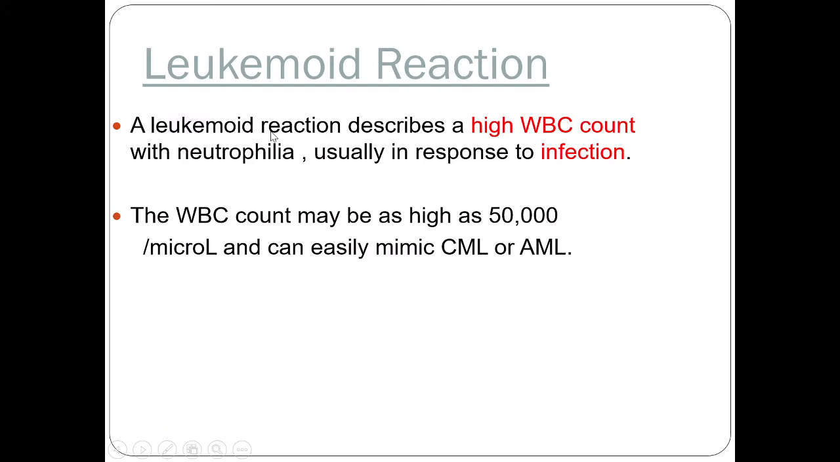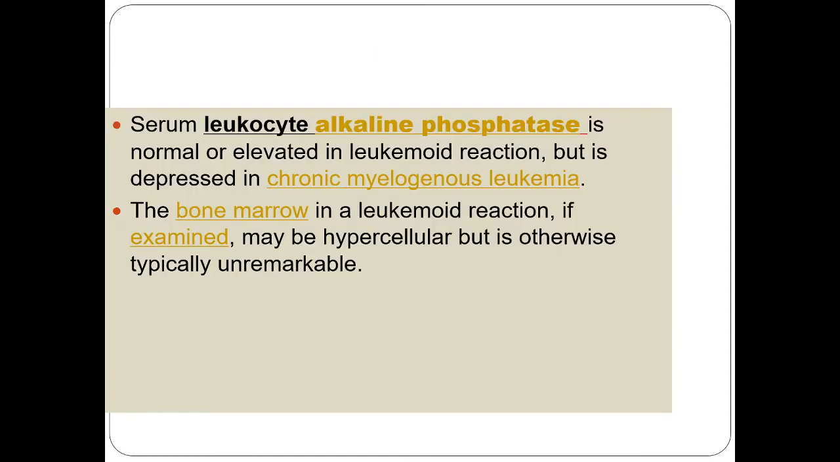First, leukemoid reaction. Leukemoid reaction is described as a high WBC count with neutrophilia, usually in response to infection. The WBC count may be as high as 50,000 per microliter and can easily mimic chronic myeloid leukemia or chronic lymphoid leukemia. In a leukemoid reaction, serum leukocyte alkaline phosphatase is normal or elevated, and in leukemia, it is depressed.